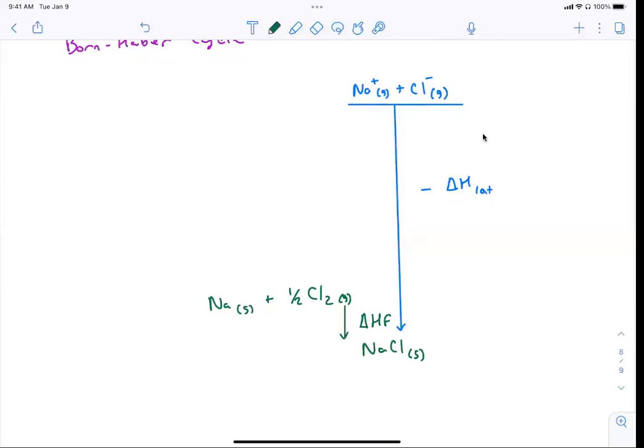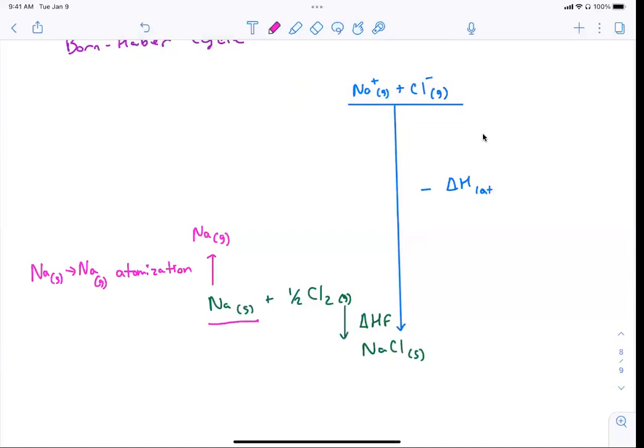Okay. The first thing we have to do. Na solid. What do we have to convert Na solid to? Gas. The first thing we have to do is convert it to a gas, because we have to get in gaseous ion form. This is called atomization, where you convert a solid metal into a gaseous atom. Okay.